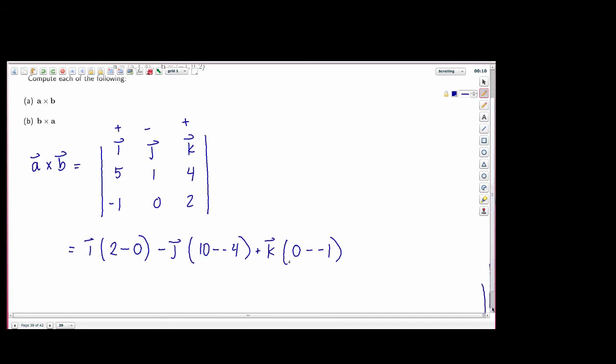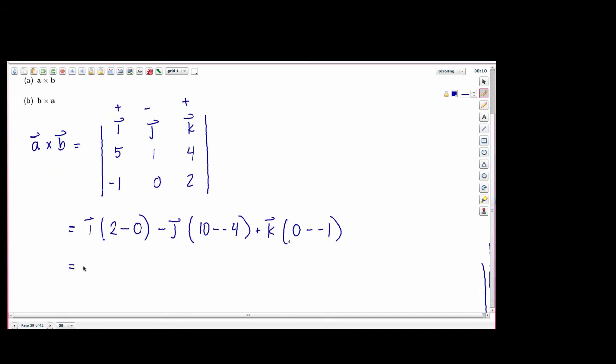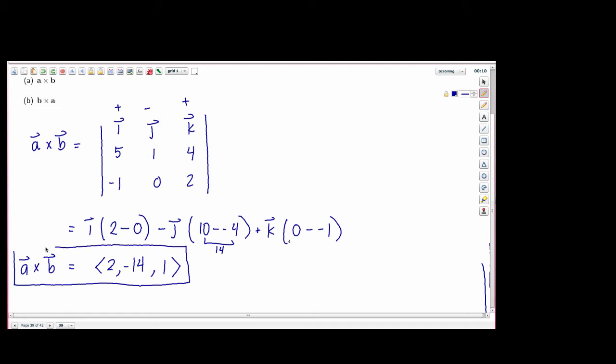So for A cross B, we've got 2 in the I component, minus, and this becomes plus 14 inside, but then it's minus, so minus 14 in the J component, and in the K component we just have negative 1. So 2, negative 14, negative 1 is the vector we get when we do A cross B. And again, one important thing to note here is that A cross B is a vector, not a scalar.